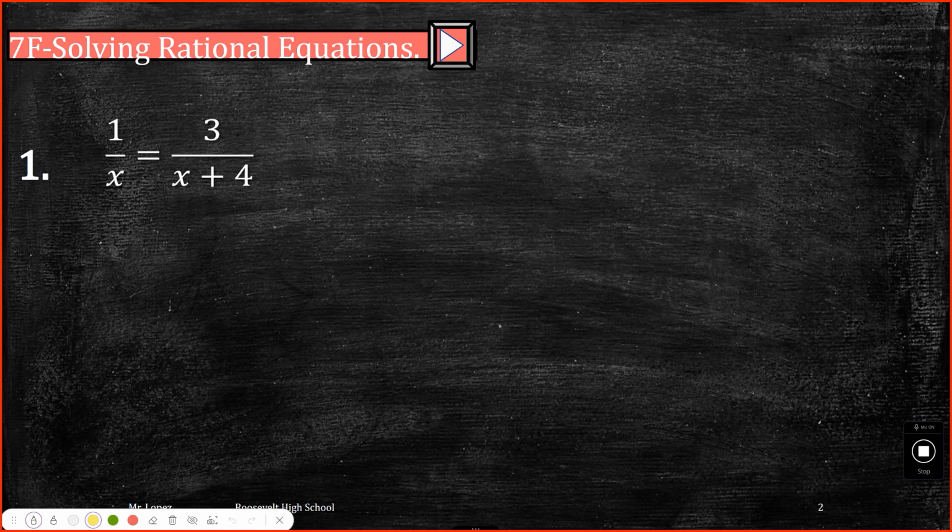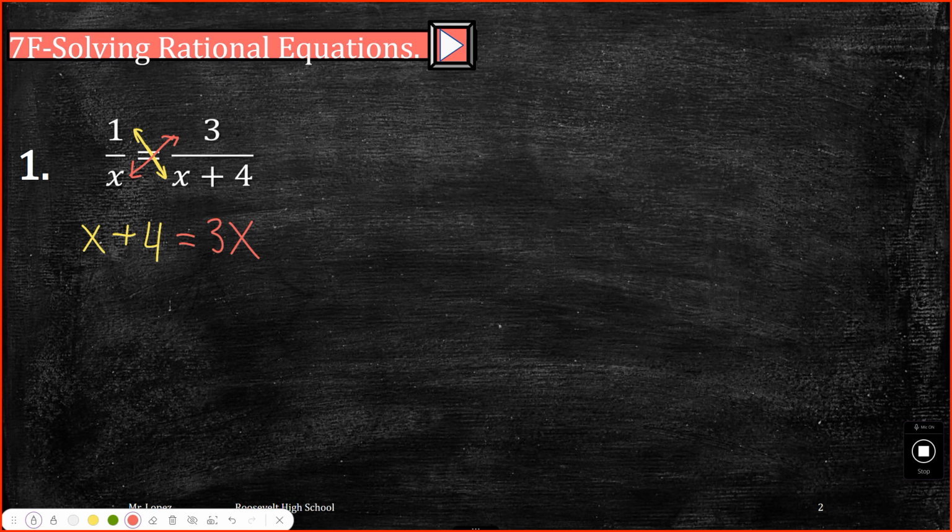One way, okay, so let's cross multiply. Let's do that one first. 1 times x plus 4 will give you x plus 4, and it will equal 3x. That is called cross multiplying. Then you just solve this equation.